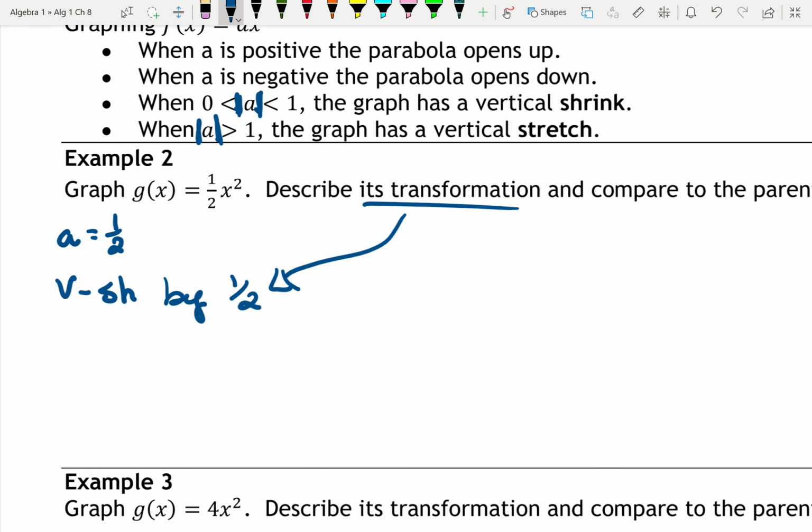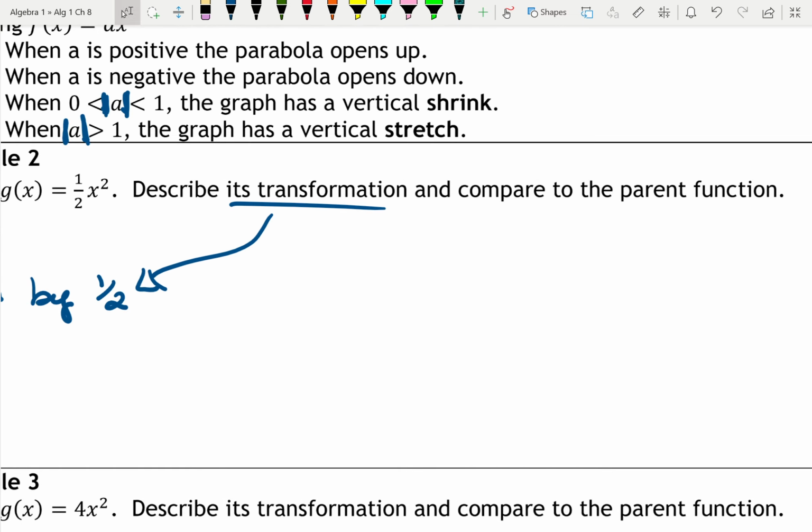And now we need to graph. So I'm going to graph the parent first, and then we'll graph our new graph. So I'm going to say that I'm going to graph right here. Let me see if I can make my graph just a little bit bigger.